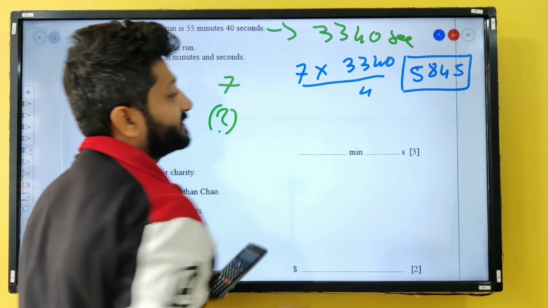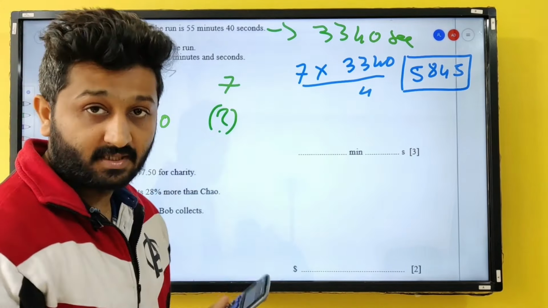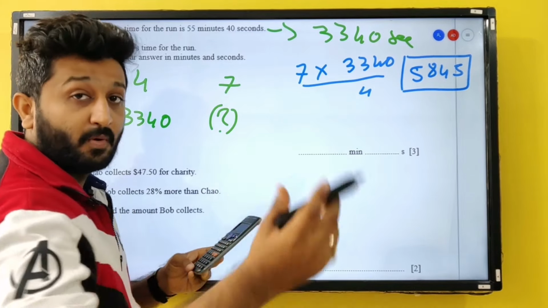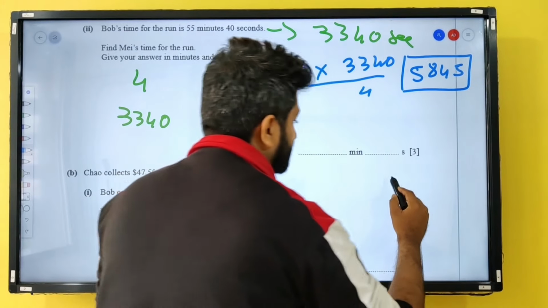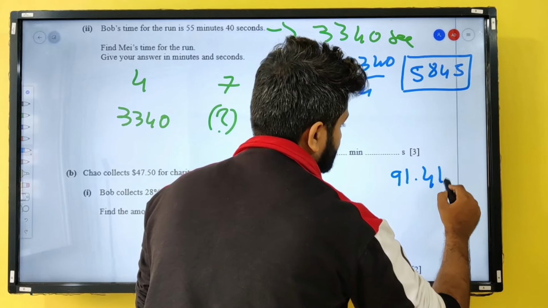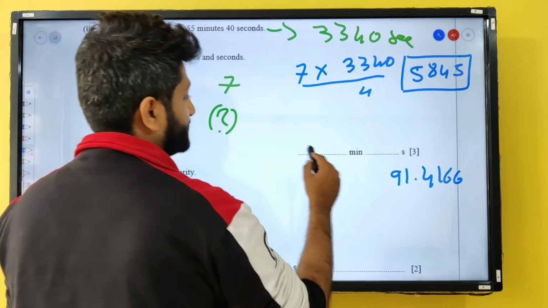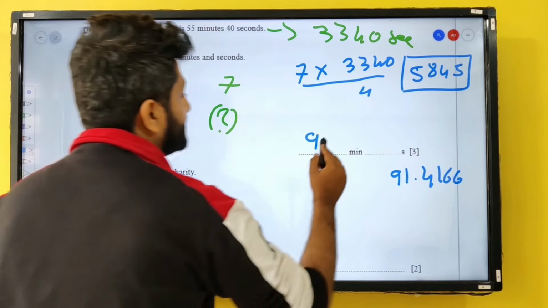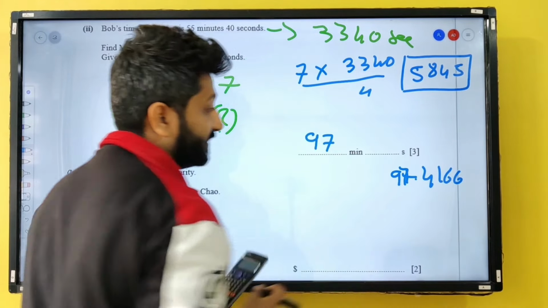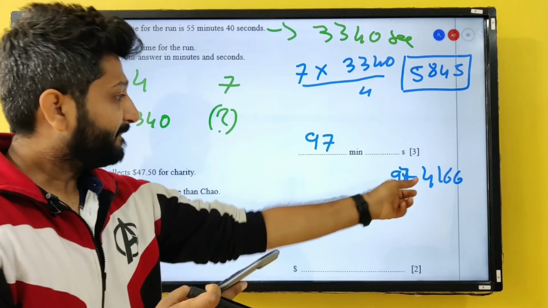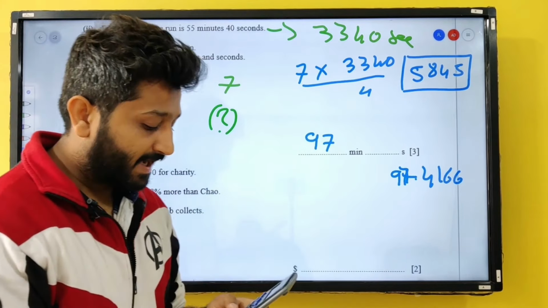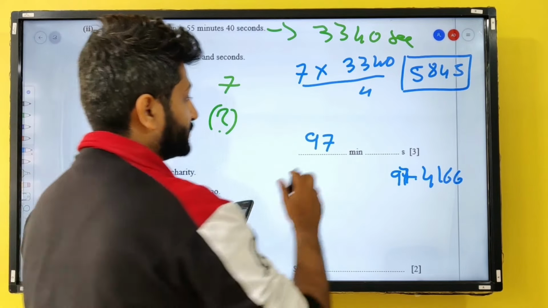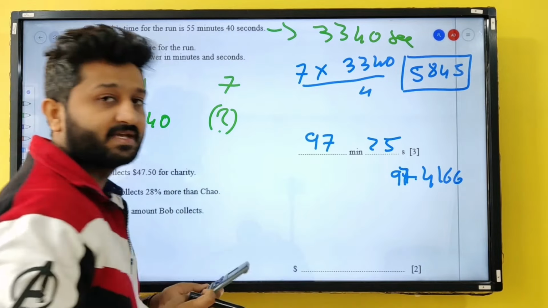That is 5845 seconds. But we are supposed to give the answer in minutes and seconds, so let us divide this by 60. We get 97.416667. This is not 91 minutes, sorry, it's 97. Let us subtract 97 and multiply the remaining time by 60. So 97 minutes and 25 seconds is our answer.